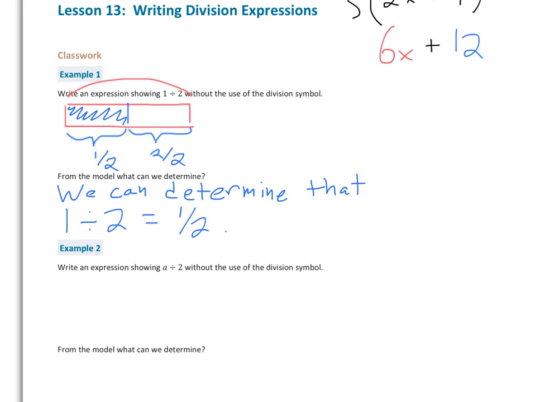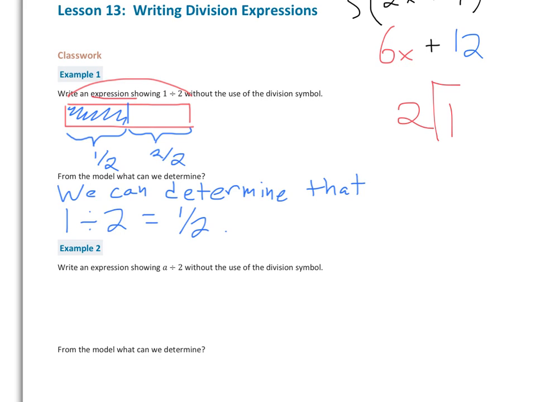Okay, and you might be thinking to yourself, well, this says write an expression, why do we really need to use a tape diagram? Well, there are other ways that we could write an expression, right? An expression is just a mathematical statement, this is an expression down here, right? So what other ways can we write division? Well, there are lots of different ways. One way is you could write it like 1 divided by 2, like if we were doing a long division problem, you might set it up that way.